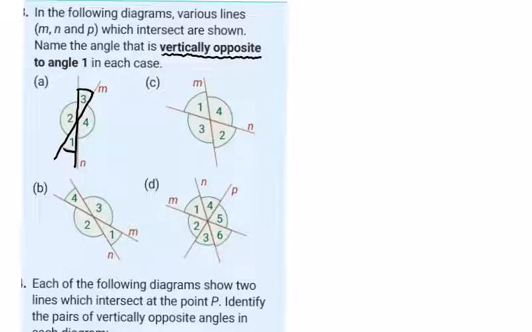In B, you can see that angle 4 is opposite angle 1. It's a visual thing. In this triangle, 1 is opposite 2. And in this triangle, 1 is opposite 6. And they're always equal in measure.